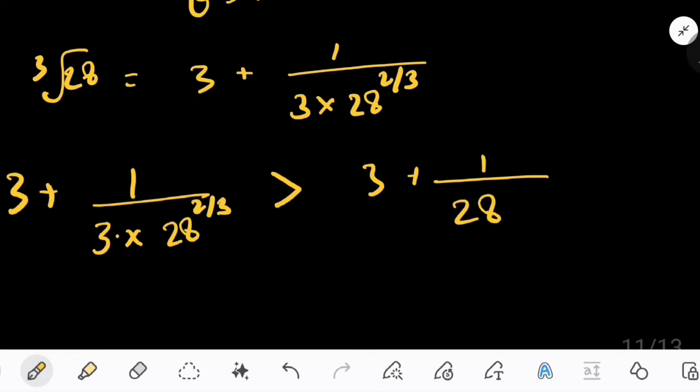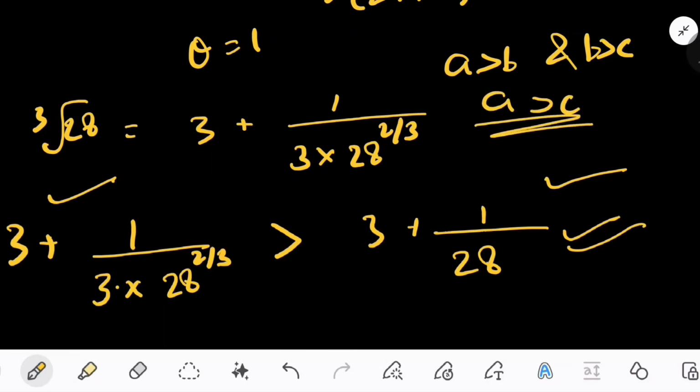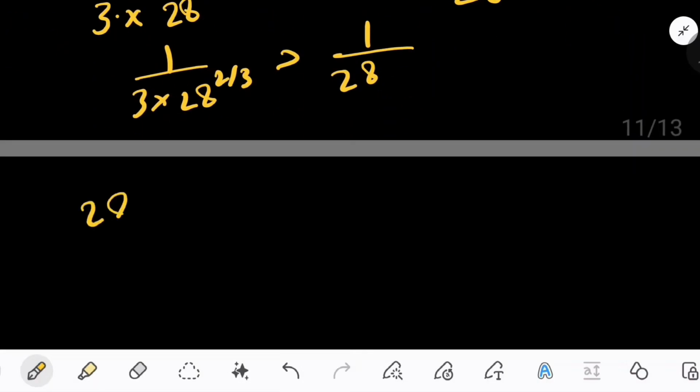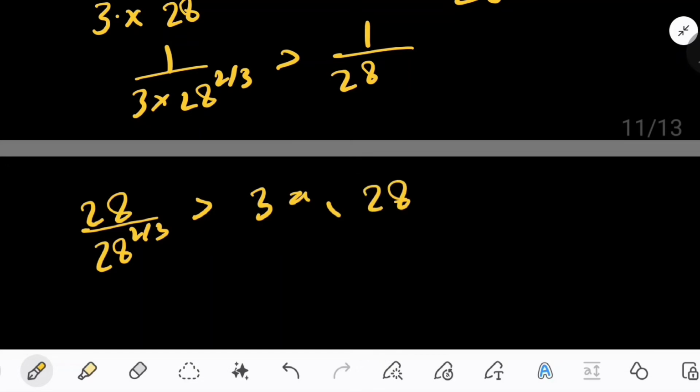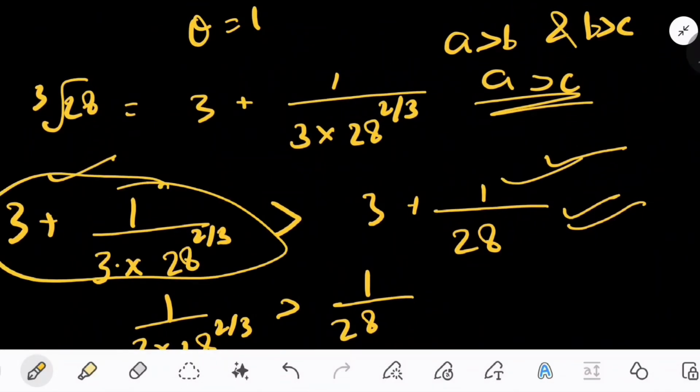Well, if this expression is greater than that, then you can clearly say that cube root 28 will be greater than this expression also, right? Since if A is greater than B and B is greater than C, which implies A will be surely greater than C, right? Okay. So you solve it, you get 1 upon 3 into 28 raised to the power 2 by 3 will be greater than 1 by 28. So you get 28 raised to the power 1 by 3 will be greater than 3, which means 28 will be greater than 27. Yeah, this is correct. Which means this expression is greater than this expression.